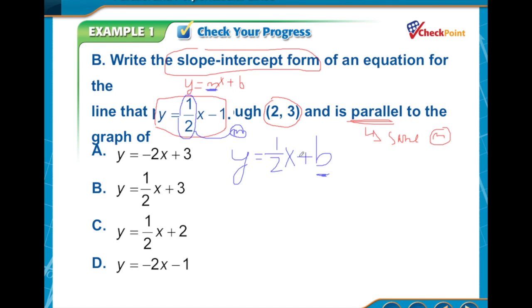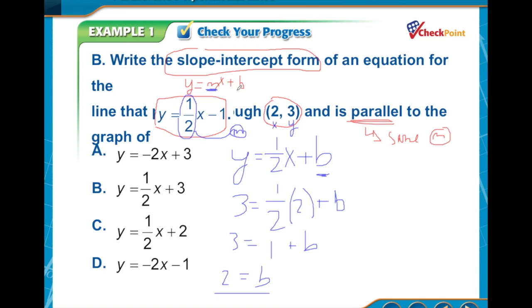Well, we need to substitute in an x and a y, right? So here's an x, here's a y. We need to substitute both of those things in to get this equation the way we need it. So where I see a y, I'll put a 3. Where I see an x, I will put a 2. And now I can solve for that b value. So 3 equals, 1/2 times 2 is just 1, plus b. So 1 plus some number equals 3. What's that some number? If you don't know, you can subtract 1 from both sides, and b would equal 2.